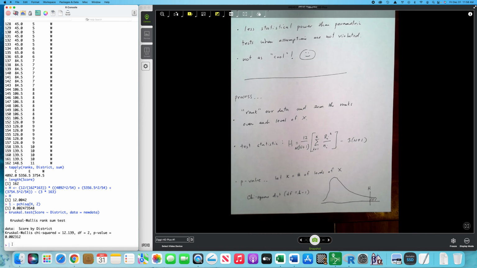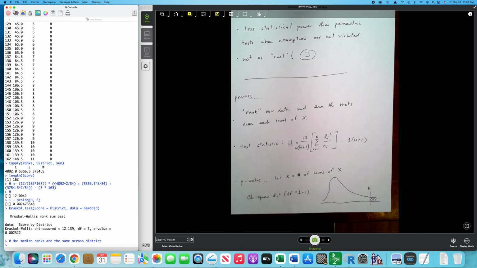So we would reject the null. So again, the null here is that the median ranks are the same across district, versus the alternative, the median ranks are not the same across district. I shouldn't say the median ranks, I should say the medians are not the same across district. The rank is the process we do to create the test statistic.